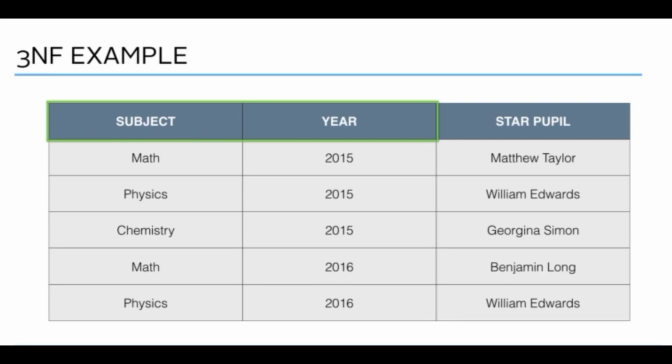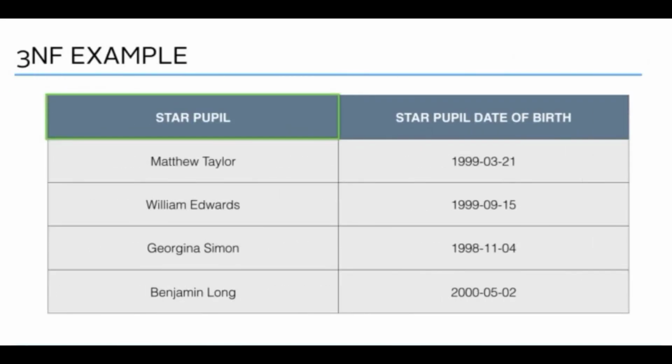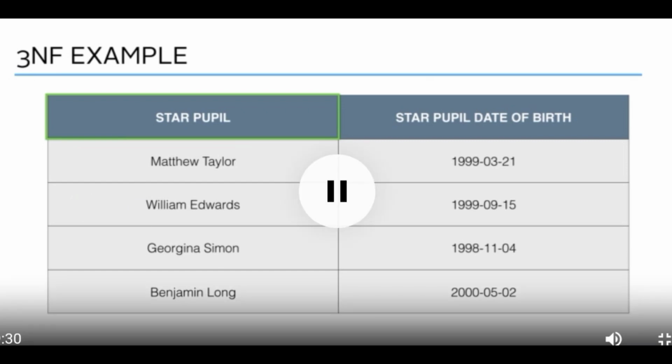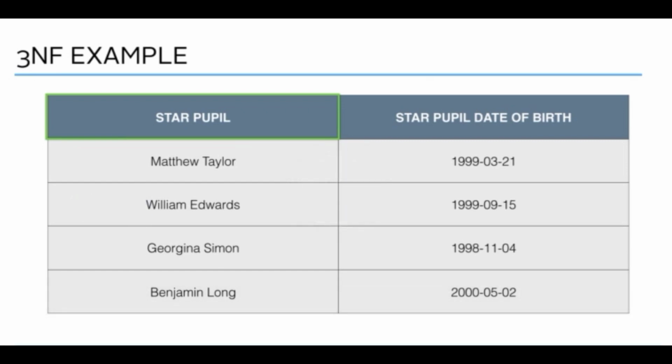Now we need to check the table containing the star pupil's date of birth. Here we have a table containing star pupil and star pupil date of birth. Let's check whether this is in third normal form. Is it in first normal form? Well, yes, it is. We have no repeated rows of data, and every column only has one value assigned to it. We also have a primary key, and our primary key is the star pupil column. So this uniquely identifies each row within the table. So this table is in first normal form.